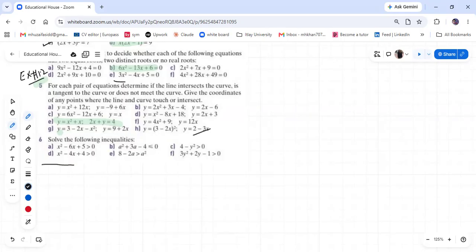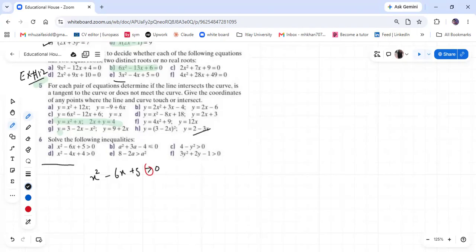In previous sessions, we were studying quadratic equations, quadratic functions, and quadratic equalities. But in this question, we are studying quadratic inequality. So this is x² − 6x + 5 > 0. Solve the following inequalities. There is the same method. In this manner, we solve equalities, and we solve the inequality in the same manner. So here we have the same three methods.